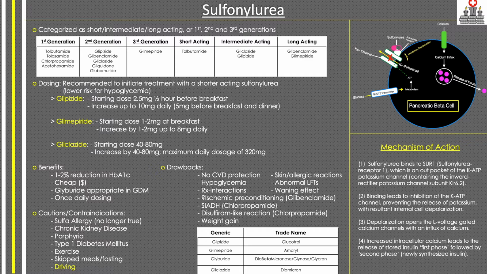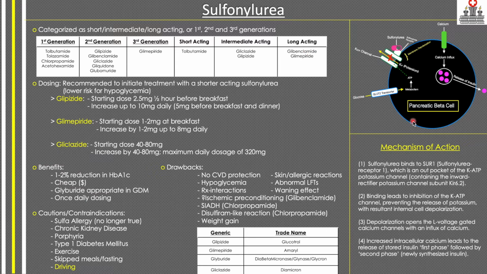So let us discuss the sulfonylurea class of medications. This medication is categorized based on first, second, or third generation. The only third generation is glimepiride, of course. It's also categorized depending on how short or how long acting it is. So we have short acting, intermediate acting, and long acting sulfonylureas. So let's take a look at how this medication works before we understand its principles and applications.